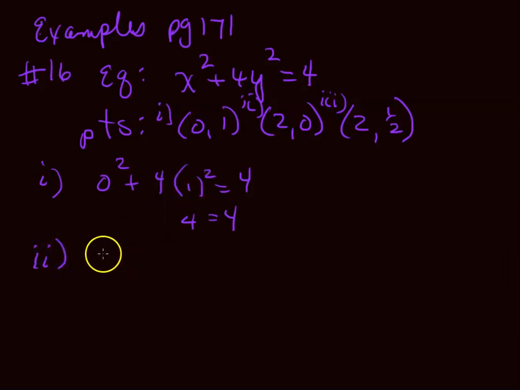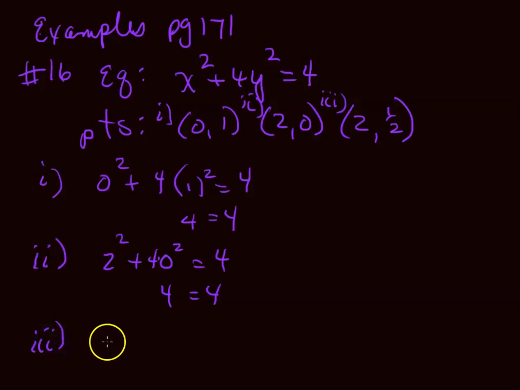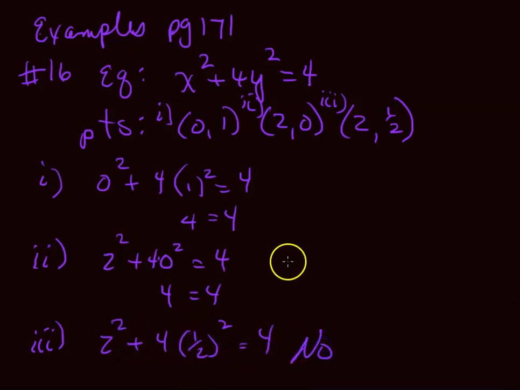Put a 2 in for x and a 0 in for the y. Well, once again, this drops out. 4 does equal 4, so that one works. For III, put in a 2 for x, so it's 2 squared, plus 4 times 1/2 squared. Does that equal 4? So right away you can say this is 4. This is something bigger than 0, certainly. So there's no way we can add to 4 and get 4. So this is no. And these two, yes and yes.